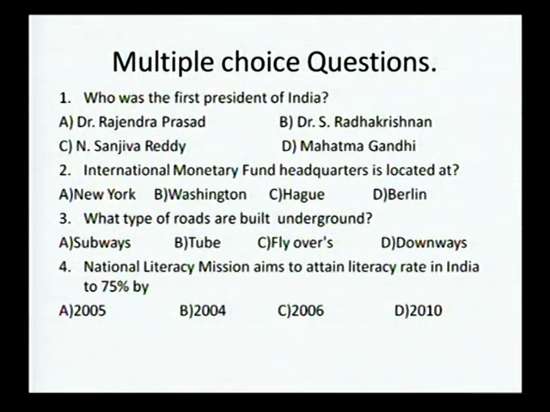Fourth one, National Literacy Mission aims to attain literacy rate in India to 75%. You have to mention the year. There are 4 years, A. 2005, B. 2004, C. 2006, D. 2010. The answer is A, 2005. So, in the multiple choice questions, if you know the answer, directly you can tick the correct one. So, you should be very perfect, you should have a wide variety of knowledge.